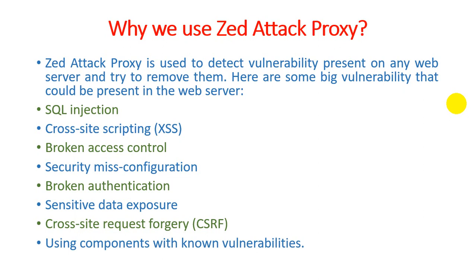And the last one, using components with known vulnerabilities. It means if we want to find a vulnerability on our website, we can use some tools. In the same way, on the other side, hackers also use different tools through which they can find different vulnerabilities available on a website. So they can also find mistakes on our websites, and through this they can access our computer system and our web servers. Through web servers they can use all the sensitive data stored by the end users.